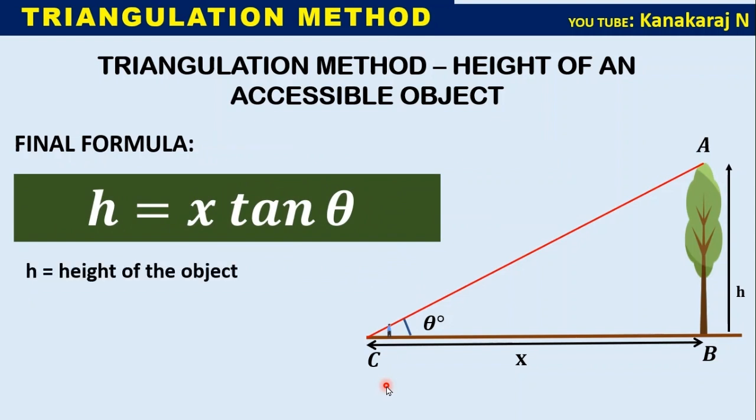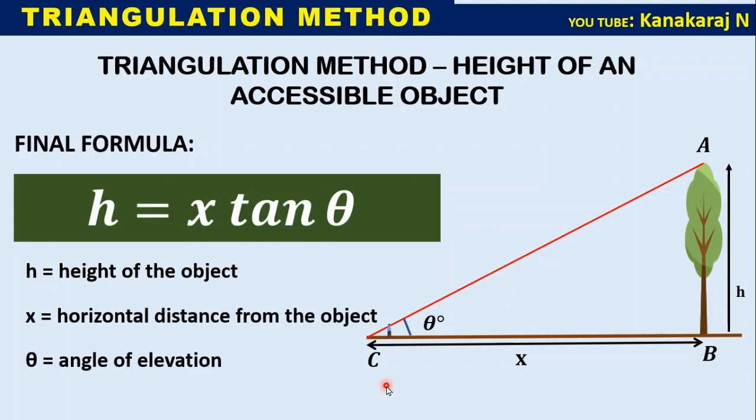Here h is the height of the object, x is the horizontal distance from the object, theta is the angle of elevation.